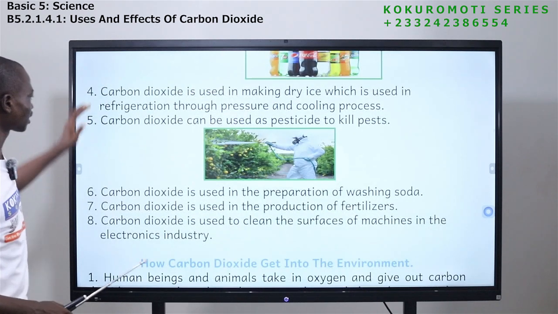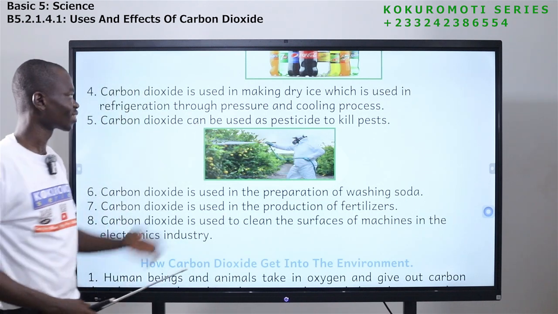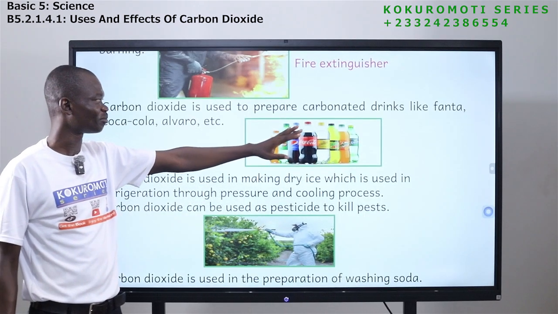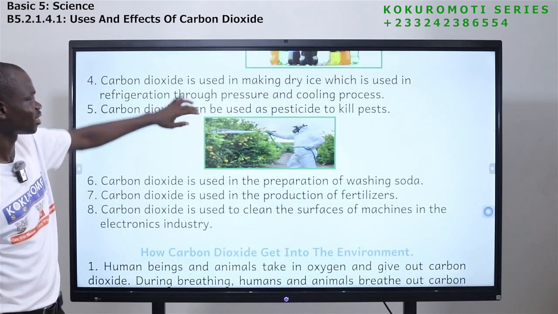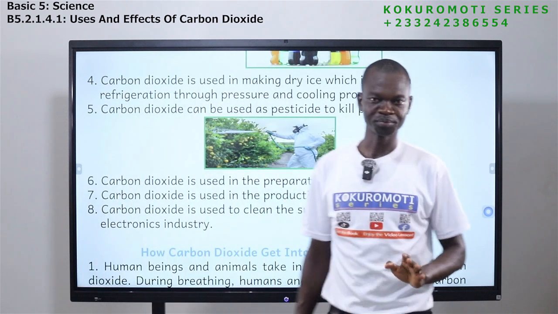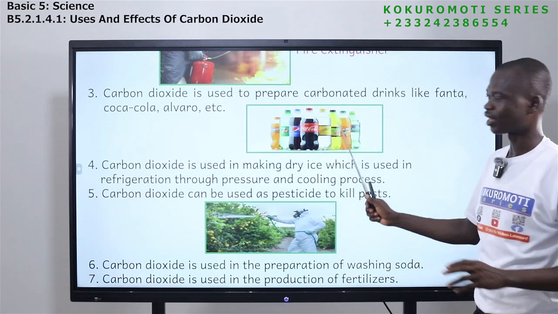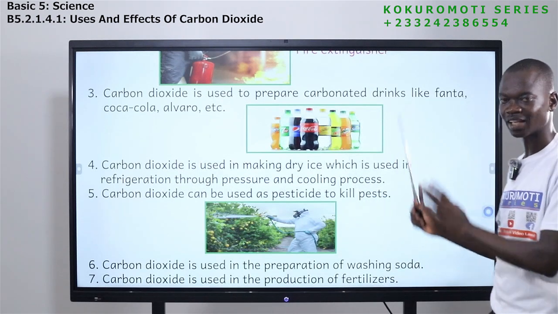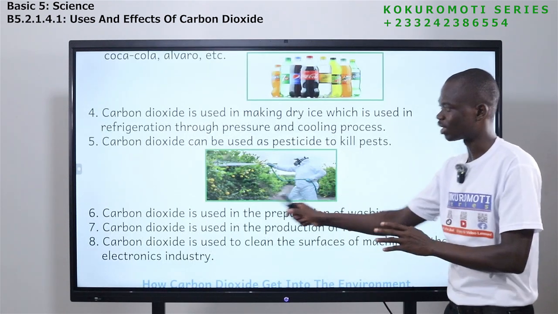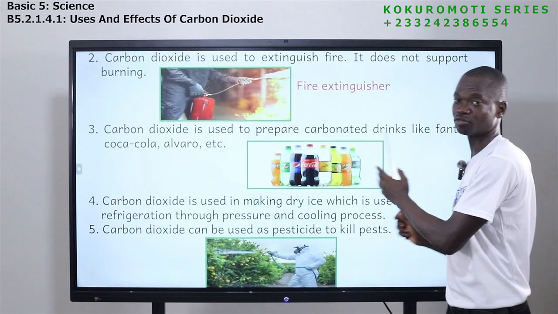The next one is carbon dioxide can be used as pesticide to kill pests. So you see, that carbon dioxide is used when they are making carbonated drinks. The same thing is also used to kill pests. Remember, it depends on what you are using it for. I'm not saying this one is not harmful. We have the ones for drinks and the ones for killing pests. So the same carbon dioxide, we have a type that is used to kill pests, and we have a type that is used to prepare food.